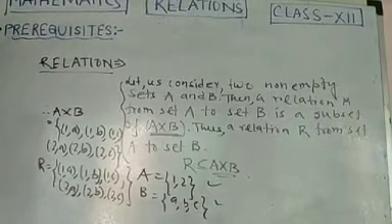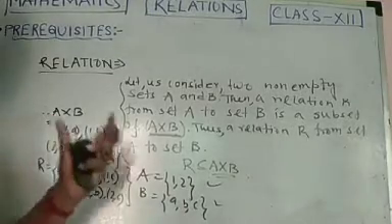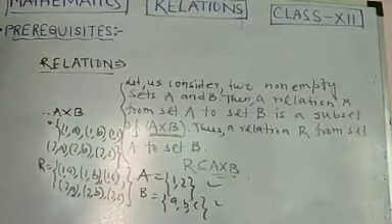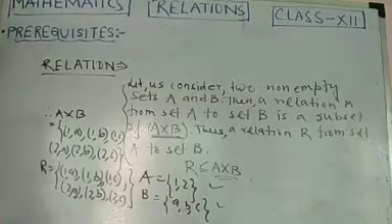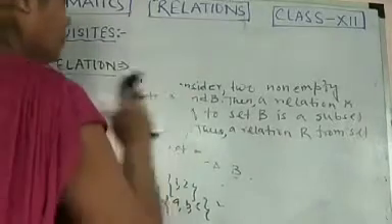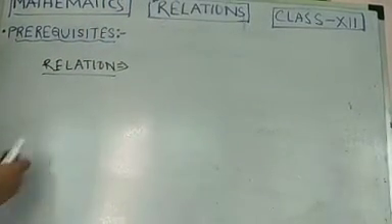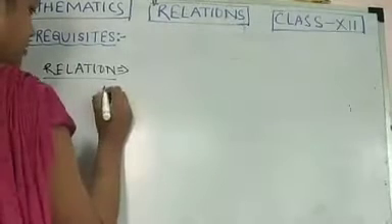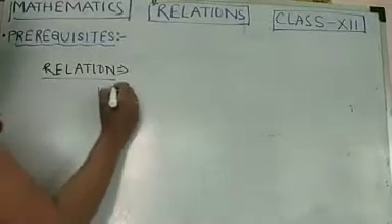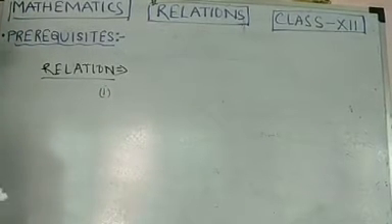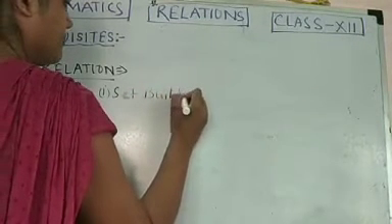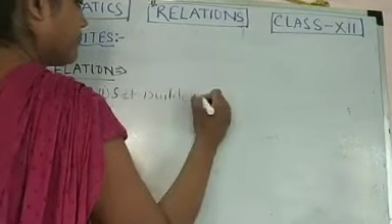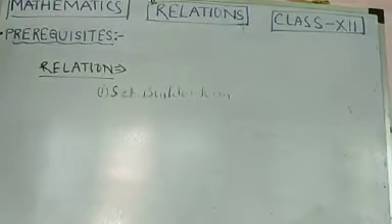Next, a relation can be represented by three methods. Two methods are algebraic and one method is the arrow diagram, which is our visualization representation. The first one is the set builder form and the second one is the roster form.